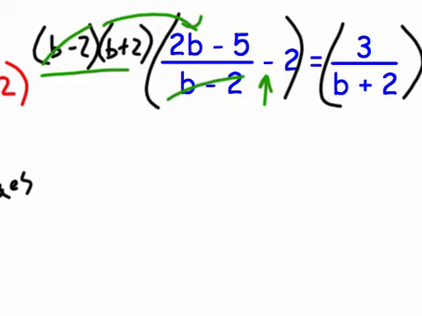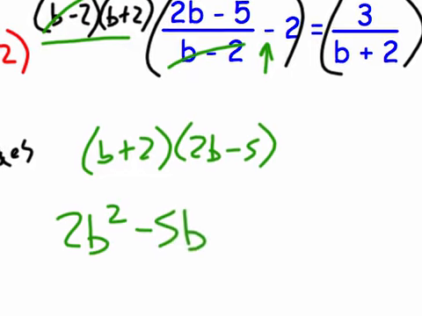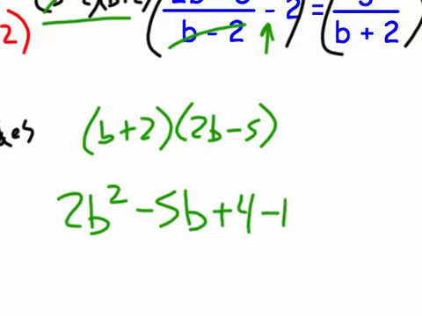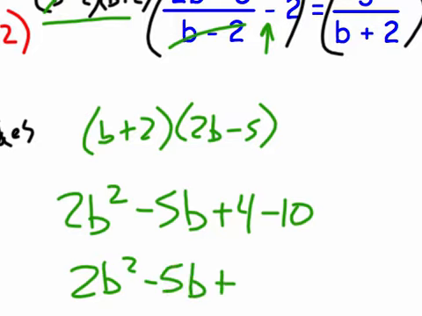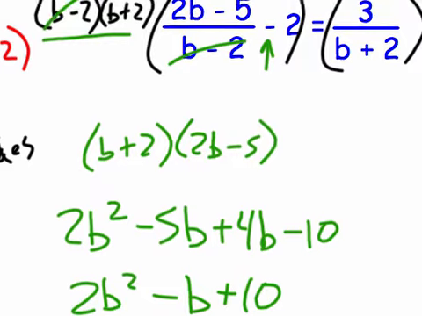Well, go through your FOIL. So b, I better write this out here so you see it, times 2b minus 5. So you're left with 2b squared. And b times negative 5, negative 5b. 2 times 2b, plus 4b. And 2 times negative 5 for minus 10. So you have 2b squared minus 5b plus, oh, I screwed that up. Should be plus 4b, right? 4b minus 10. And we combine our negative 5b and our 4b to get a negative b, minus 10. Okay, so that's how I distributed the first one.